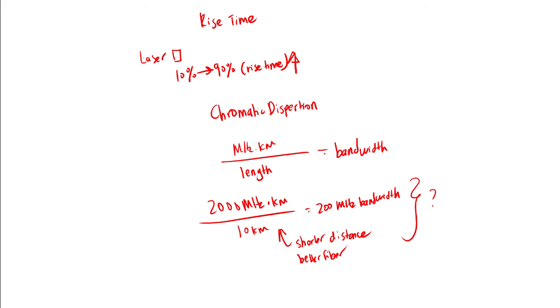So we need to think about chromatic dispersion and also modal, which is this thing, when we decide what kind of fiber we're going to use. Because like I said, we don't know how the manufacturer tested the fiber, but they obviously used a much higher quality laser than we did.